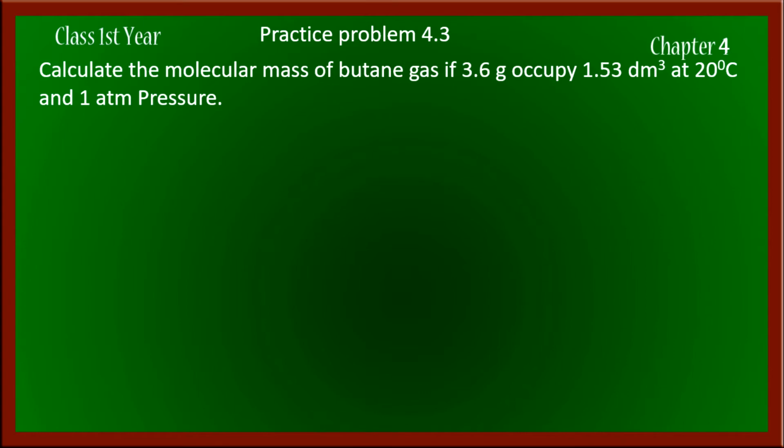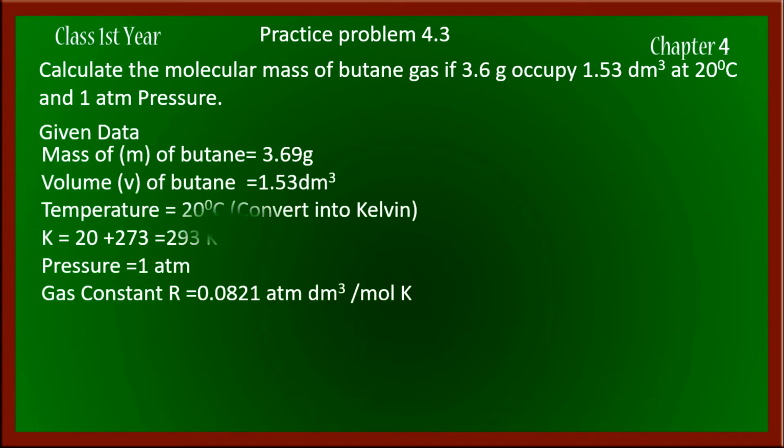Today we are solving the practice problem 4.3. Calculate the molecular mass of butane gas if 3.6 gram occupy 1.53 dm cube at 20 degrees centigrade and 1 atm pressure. Now, in this question, the data which is given to us is the mass of butane gas, which is 3.6 gram. Similarly, we are also given the volume. The volume of butane is 1.53 dm cube.